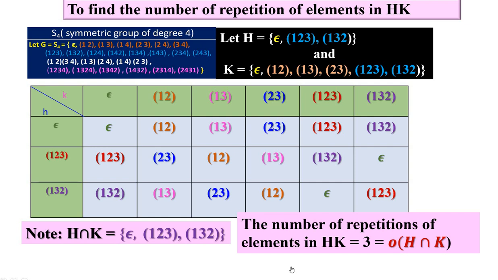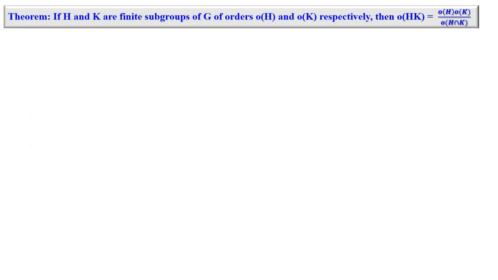So how many times that is repeated, that is the number with which we have to divide the total number of elements in the product. So that is the usual procedure. So having got from these illustrations the idea that elements are repeated order of H intersection K times, if at all there is any repetition, with this idea in our mind, we shall proceed to prove the theorem. If H and K are finite subgroups of G of orders order of H and order of K respectively, then order of HK is order of H into order of K divided by order of H intersection K.